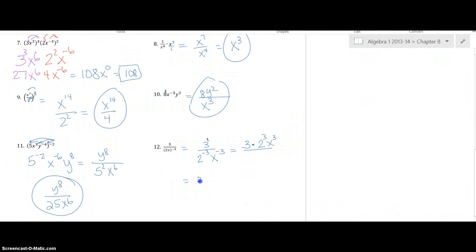To simplify this, we're going to have 3 times 2 cubed. Well, 2 cubed is 8. Make sure you do your exponents first, because please excuse my dear Aunt Sally says exponents first. And then we can multiply the 3 times 8. 3 times 8 is 24, and then we have x cubed.